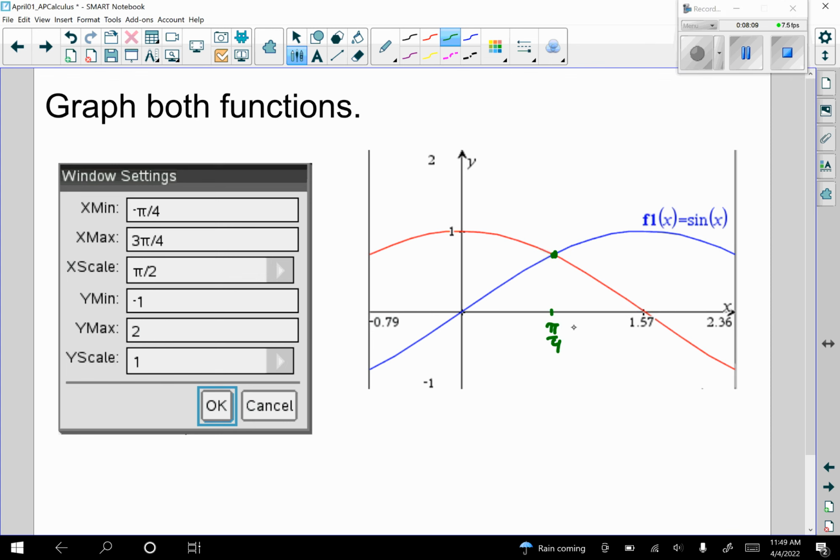So what you could do is go to menu. We're going to go back to analyze graph. We're going to go to 8, bounded area. At least it's 8 on my calculator. So the lower bound, we're just going to go 0. Upper bound will be pi over 4.